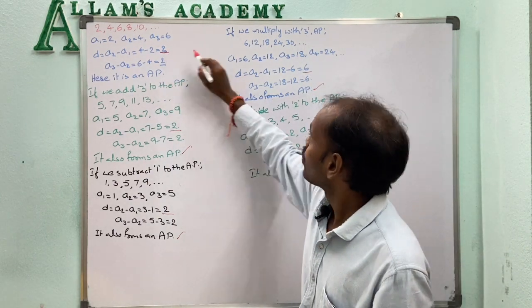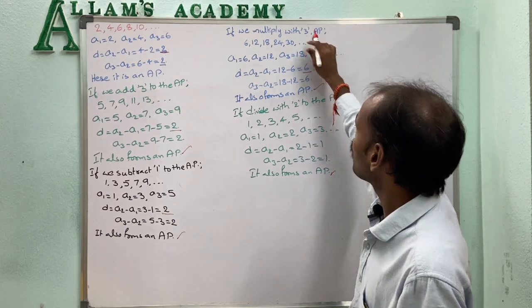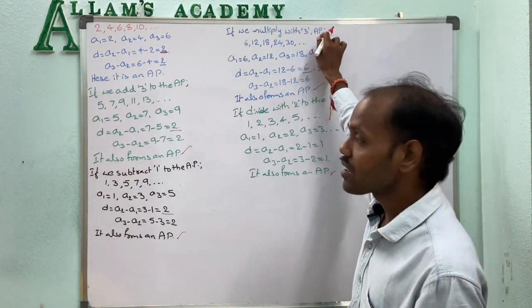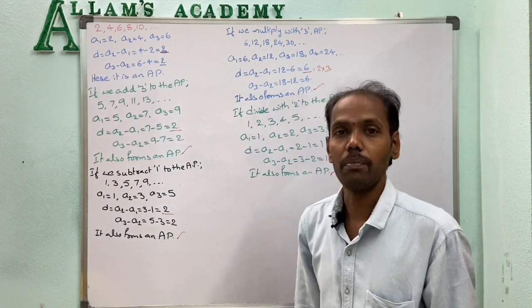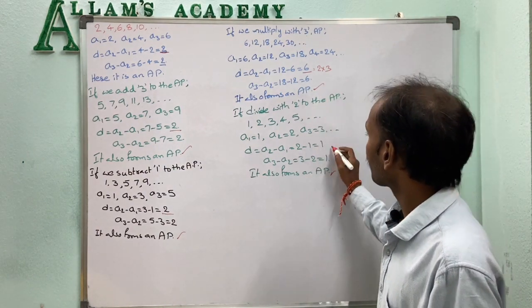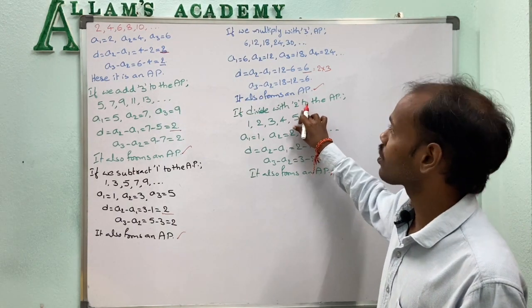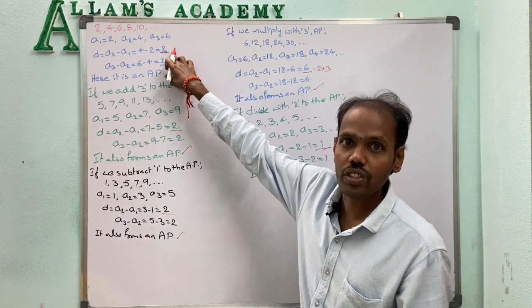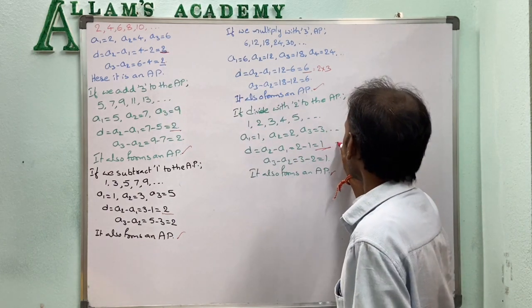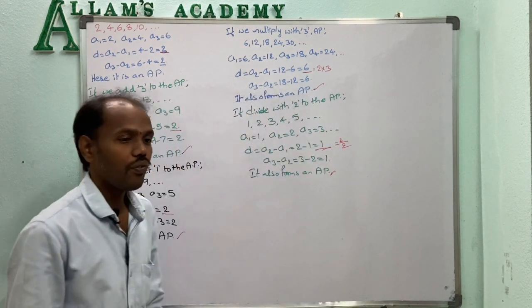That means 2 threes are 6. That means it will be increased. Multiply with which term, that many times it will be increased. Now if we observe, by dividing, the common difference is 1. So here we divide with 2. That means the original common difference is decreased that many times. So 2 by 2 is 1.